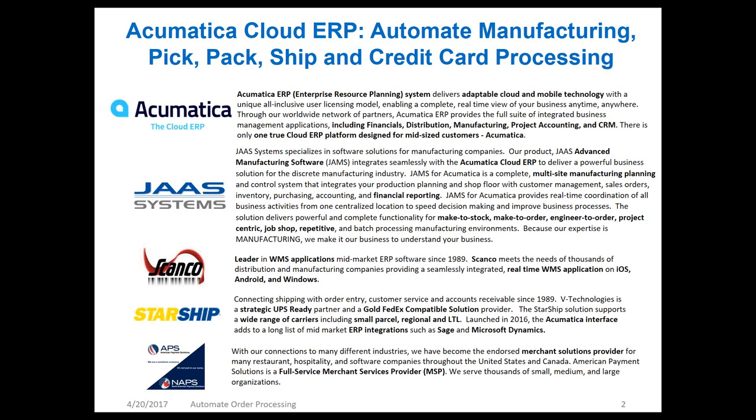And then we have Jazz Systems. And Jazz specializes in software solutions for manufacturing companies. They have an advanced manufacturing software suite that integrates with Acumatica. So that direct integration for multi-site manufacturing planning and control system. So you can integrate your production planning and shop floor with customer management, sales orders, inventory, purchasing, accounting, financial reporting, make to stock, make to order, engineer to order, project centric, job shop, repetitive. So all those manufacturing processes that you might have, those are all automated using the Jazz enhancement for Acumatica and integrated seamlessly with Acumatica.